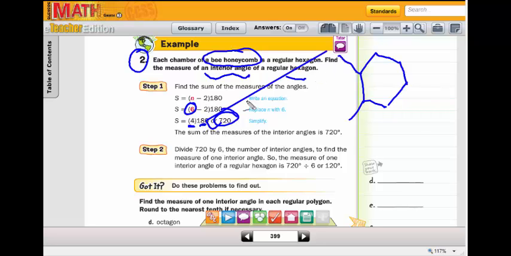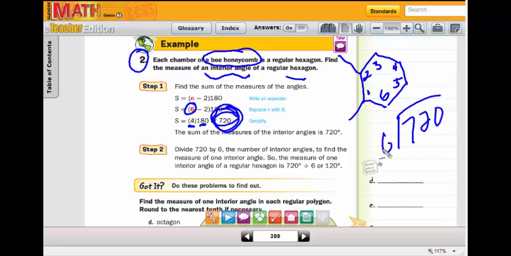So since we have 720 degrees, and there are 6 angles, we'll count them 1, 2, 3, 4, 5, 6. If there's 6 sides, that means there's 6 angles. So we simply have to do 720 divided by 6. And 720 divided by 6 is 120. So our interior angle is 120 degrees.